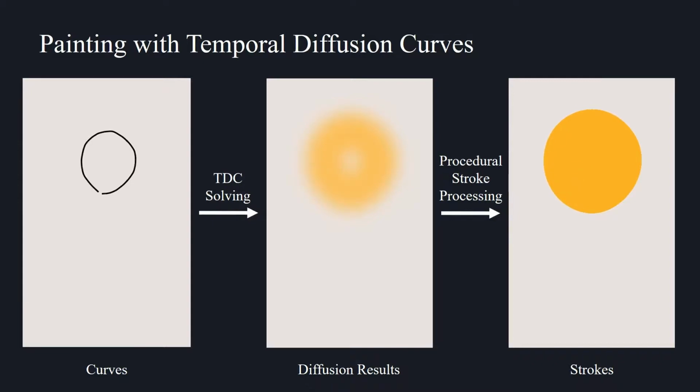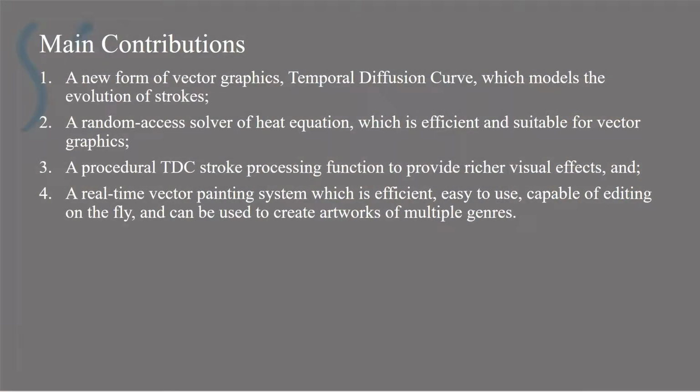Here is a simple example of our system pipeline. With the input TDCs being the diffusion source, the diffusion results are efficiently calculated with our proposed TDC formulation before they are fed into the procedural stroke processing to render the final paint. Built on TDC, a new form of stroke-based vector graphics, along with the random access solver, our painting system has several merits over the traditional digital painting systems.